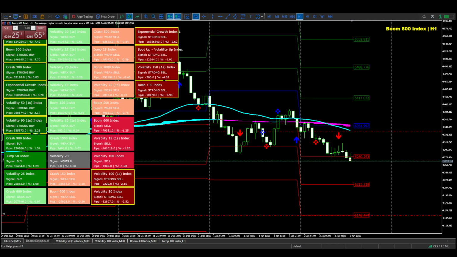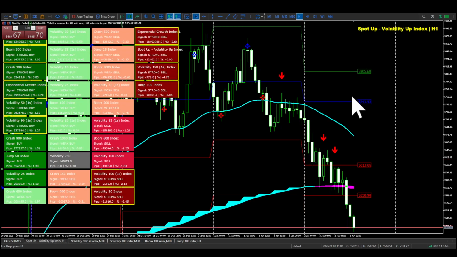So the first thing that you're going to look at, guys, is the left of the screen. You're going to look at the market scanner and identify a market that you want to trade that is moving down. Okay, so I'm just going to select spot up volatility index. I'm just going to click on it, and then the chart is just going to magically go over there.